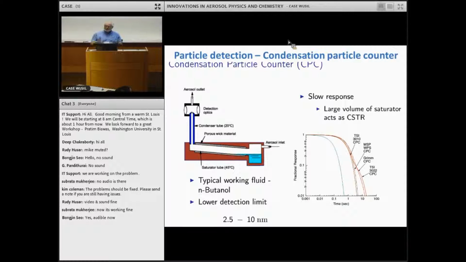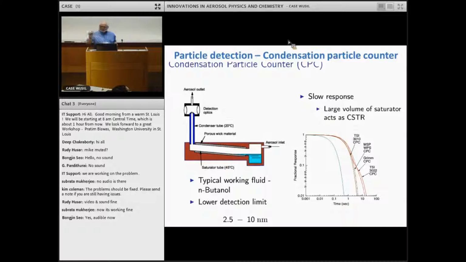The introduction of the continuous flow CPC allowed the use of the DMA to make size distribution measurements. It allowed us to introduce a scanning technique which makes measurements really quite rapid. But the scan rate is limited. It's limited by the detector. This big volume in the detector acts as a mixed reactor, as a stirred reactor, has a very slow response time. Here are response times for different commercial CPCs. And we see response times out to 1 to 10 seconds.